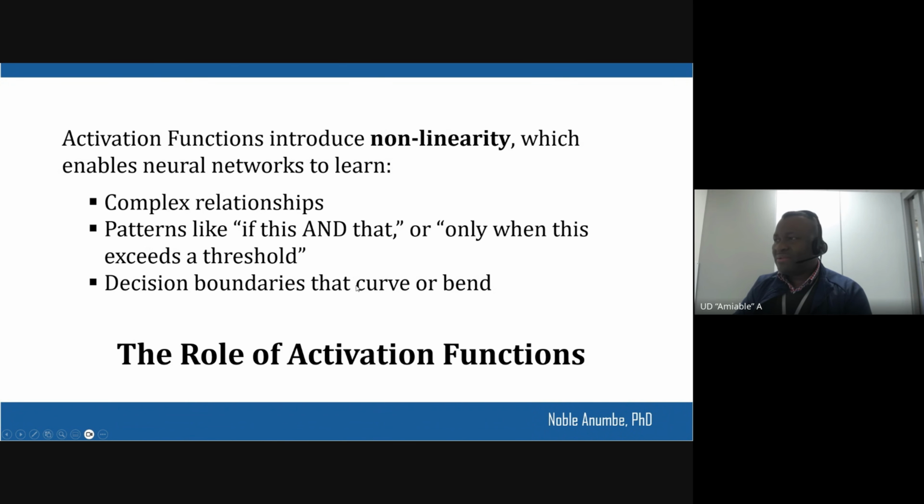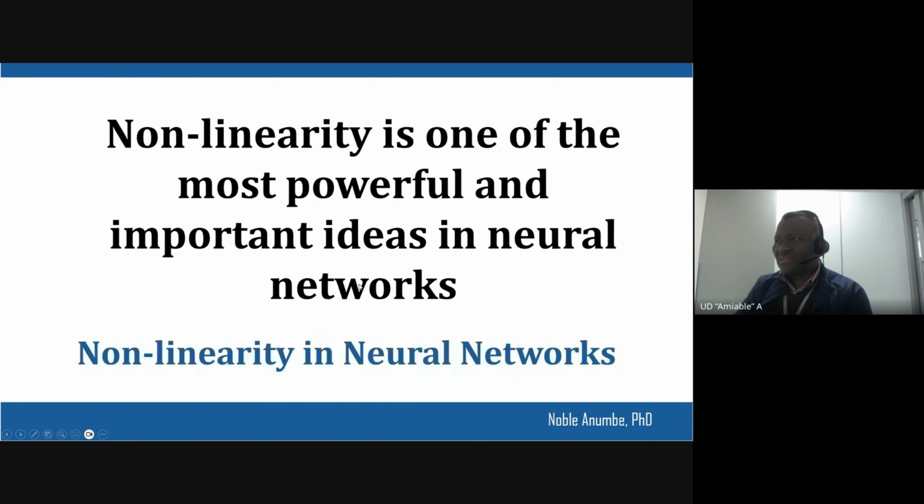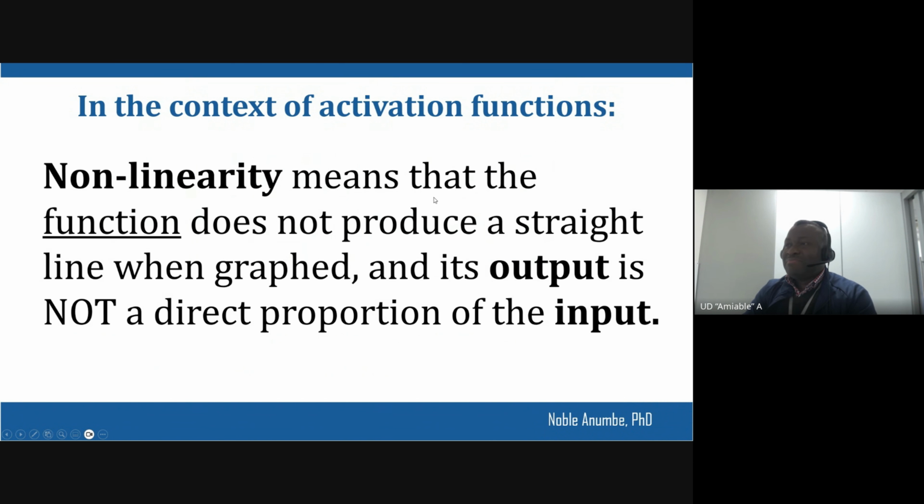They learn decision boundaries that curve or bend, which is what I just described. So non-linearity is one of the most powerful and important ideas in neural networks. So what's non-linearity again? You have your straight line, and then there is a particular problem that requires you to bend it to fit the data. That's what non-linearity is. Non-linearity means that the function does not produce a straight line when graphed, and its output is not a direct proportion of the input.